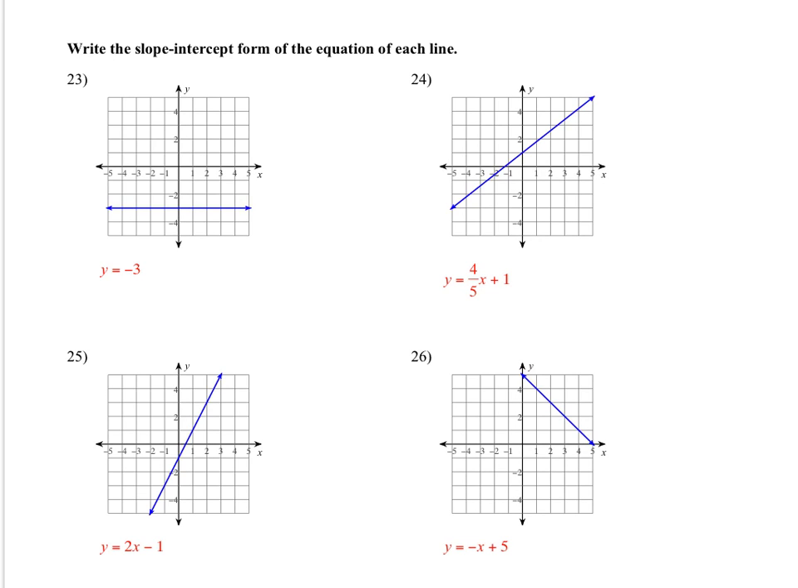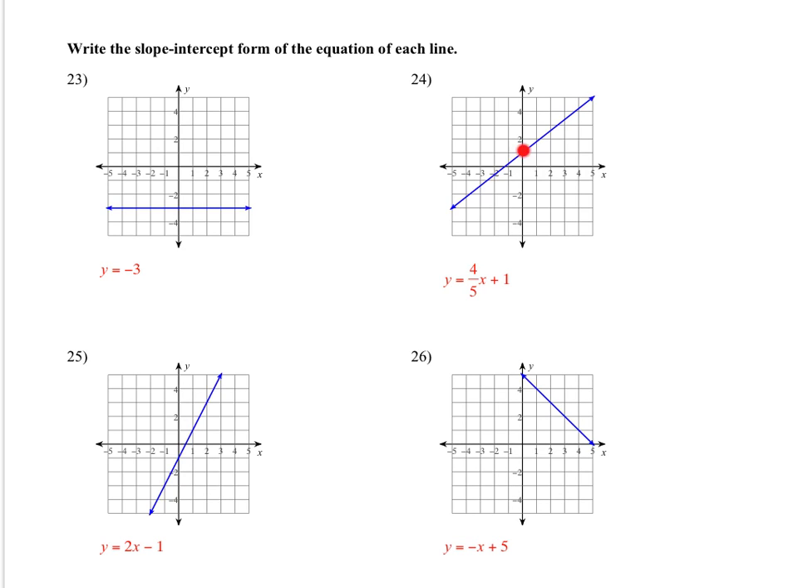All right, here they're just asking us to write the equations. So on 23 here, we have y equals negative 3. There's no x because this line is not sloped at all. So it's just y equals negative 3 because it just crosses through the y-axis at negative 3.